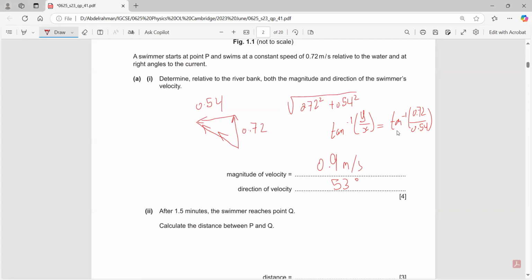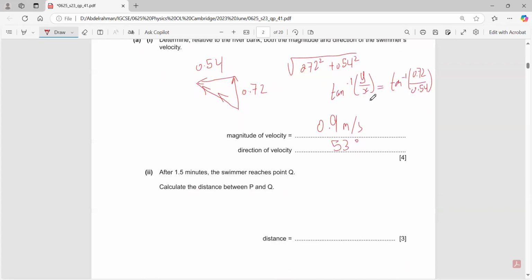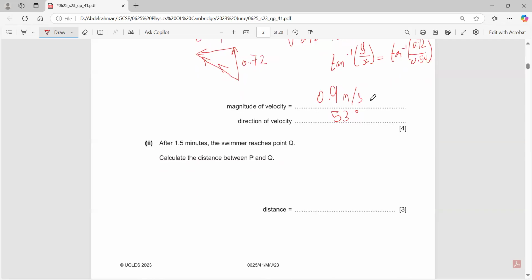Can I find the distance between P and Q? Yes. Speed equals distance over time, so distance equals speed times time. Speed is 0.9 and the time is 1.5 minutes. We need to convert the minutes to seconds. This would be 90 seconds. So 0.9 times 90 is 81 meters.